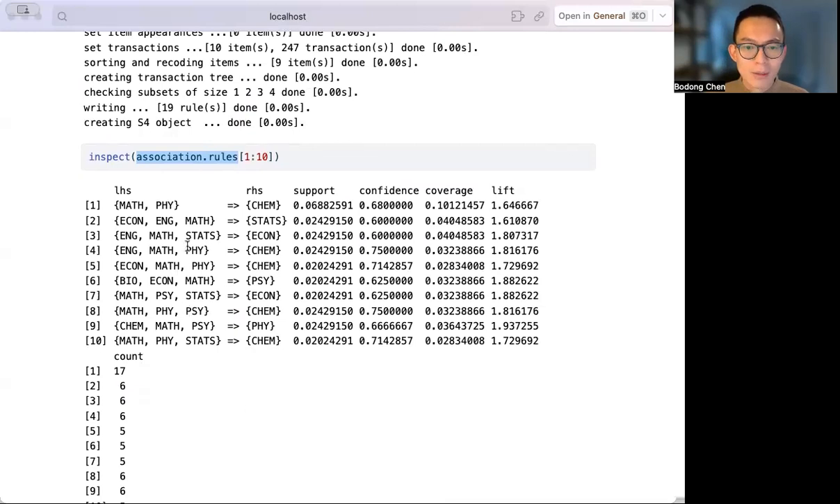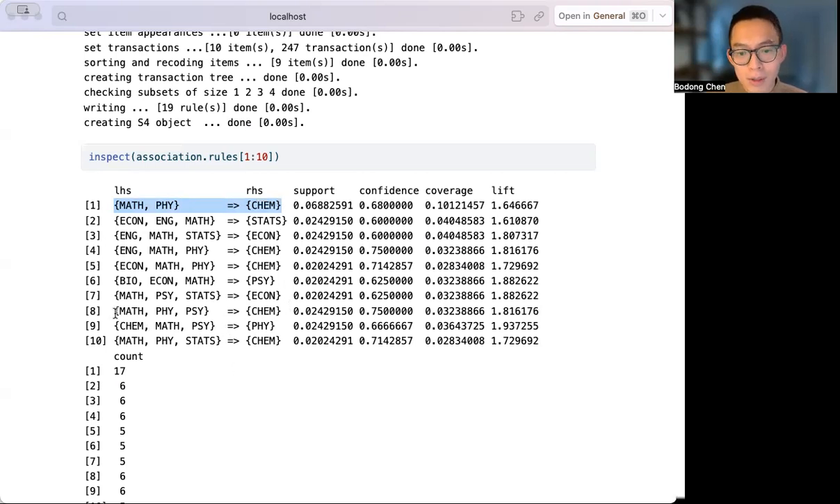And with that, we can start to look at, for every transaction, if math and physics appear, what's the chance of also having chemistry, right? So basically, this is identified as an interesting and important association rule from this data set. If we see those 2 in one transaction, it's pretty likely, with pretty high confidence, and the lift is bigger than 1 as well, that chemistry will also be taken by the student, right? This list can go on and on.